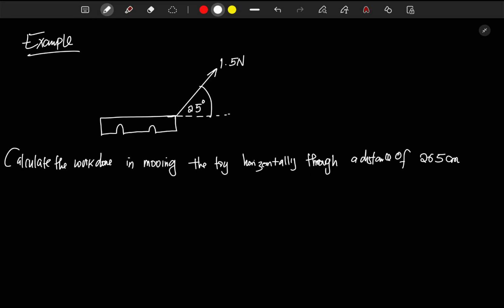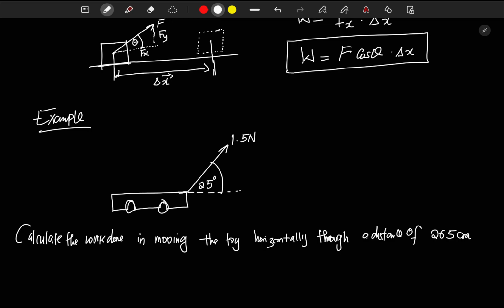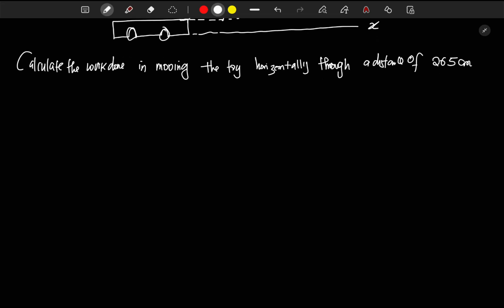So here's an example. We have a toy car, and the force is applied at an angle of 25 degrees. The question is: calculate the work done in moving the toy horizontally through a distance of 265 centimeters. We've just seen that the formula is here. The distance will always be in the x-axis for this type of arrangement, so we're talking about dx here. We're just applying the same formula: work done is F cos theta times change in x.